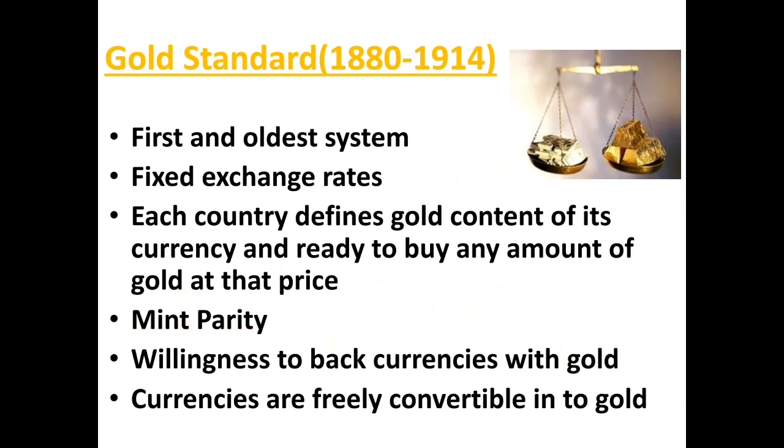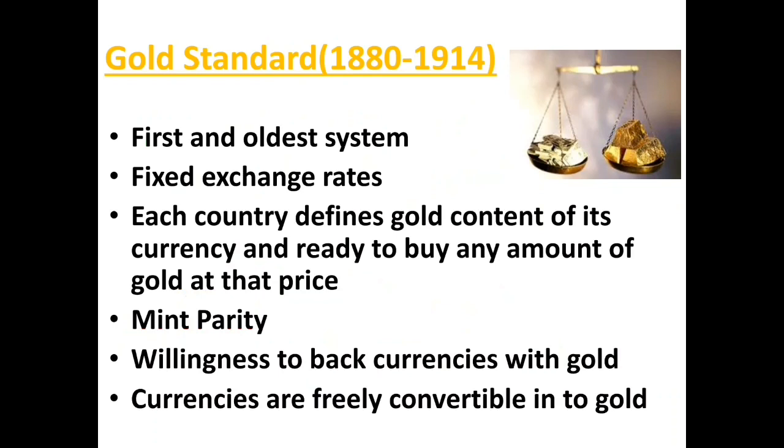The oldest system of an organized international monetary system is known as the gold standard, during the period 1880 to 1940. The exchange rate system was that of a fixed exchange rate system, in which each country defines the gold content of its currency and must be ready to buy or sell any amount of gold at that price.